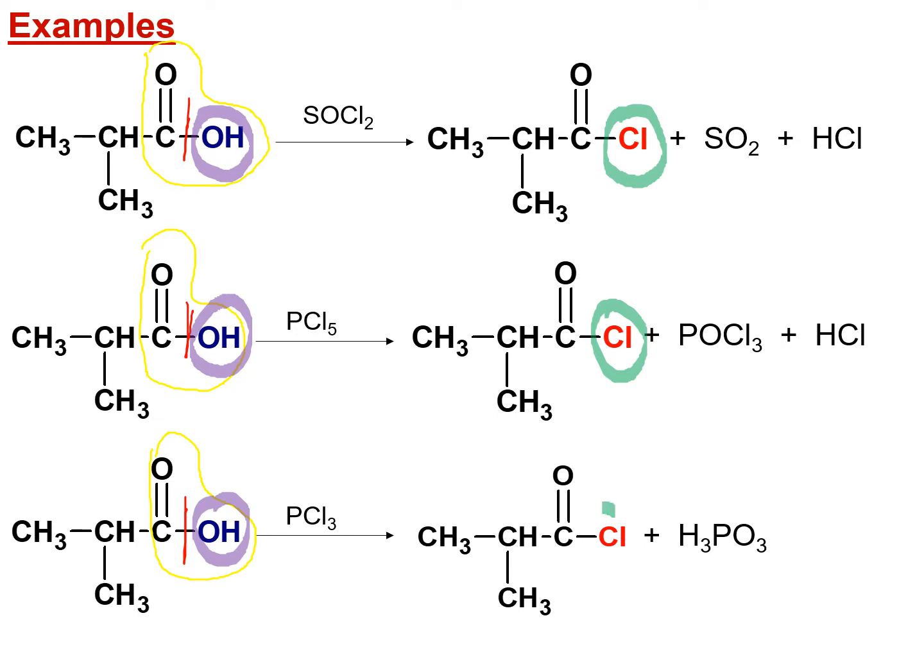Daripada OH digantikan dengan Cl. Cumanya bila kita guna different reagents, we will get different side products, and this is something that you need to remember. Okay, kalau SOCl2 you akan dapat side product SO2 and also HCl. Kalau PCl5 you akan dapat side product POCl3 dengan HCl. Kalau PCl3 you akan dapat side product H3PO3, ya.